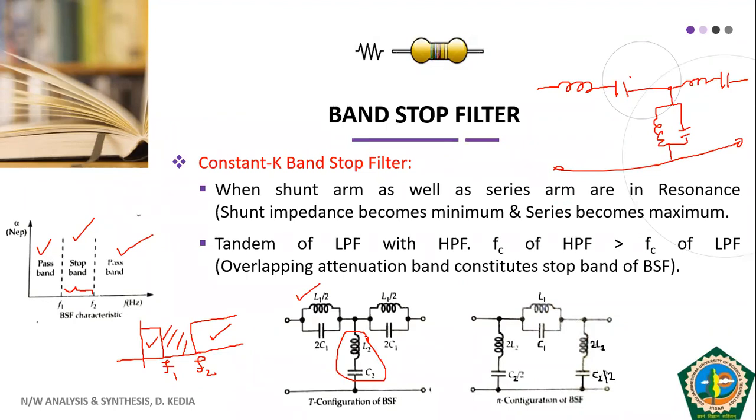Okay, and another interpretation for band stop filter is that this band stop filter is a tandem of low pass filter and high pass filter. Okay, so if you look at this diagram carefully, like what is low pass filter? Your low pass filter is represented like this. Its frequency response is like this.